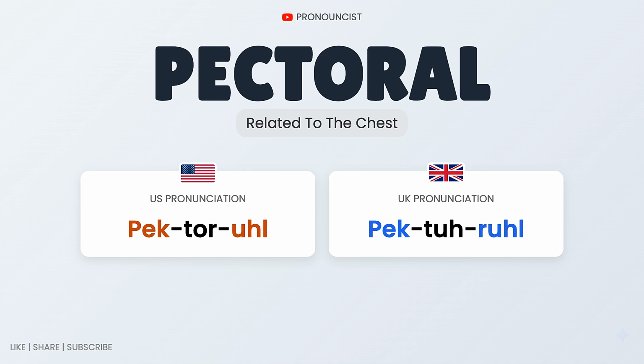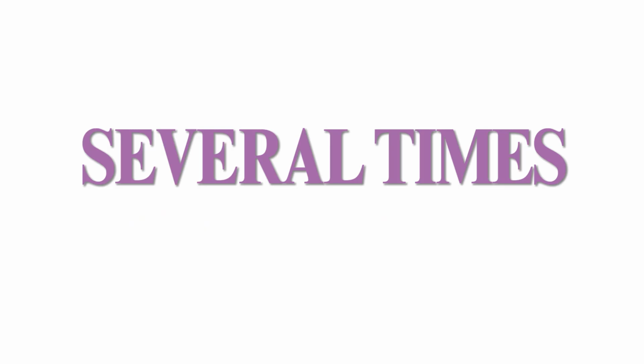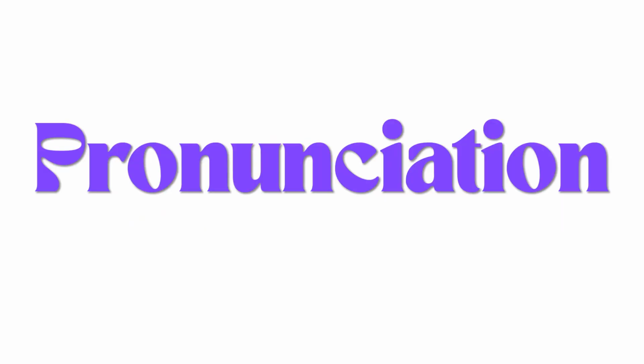Pectoral. Practice repeatedly and you'll soon be able to say this word perfectly. The best way to practice is to repeat the syllable multiple times. The meaning of the word is related to the chest. Try repeating this word several times to improve your pronunciation.